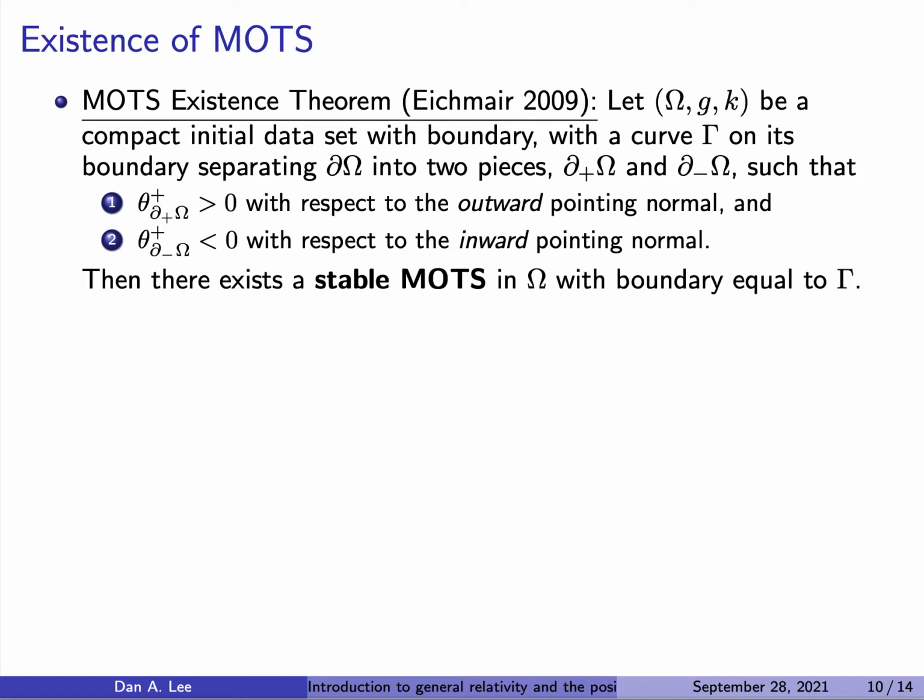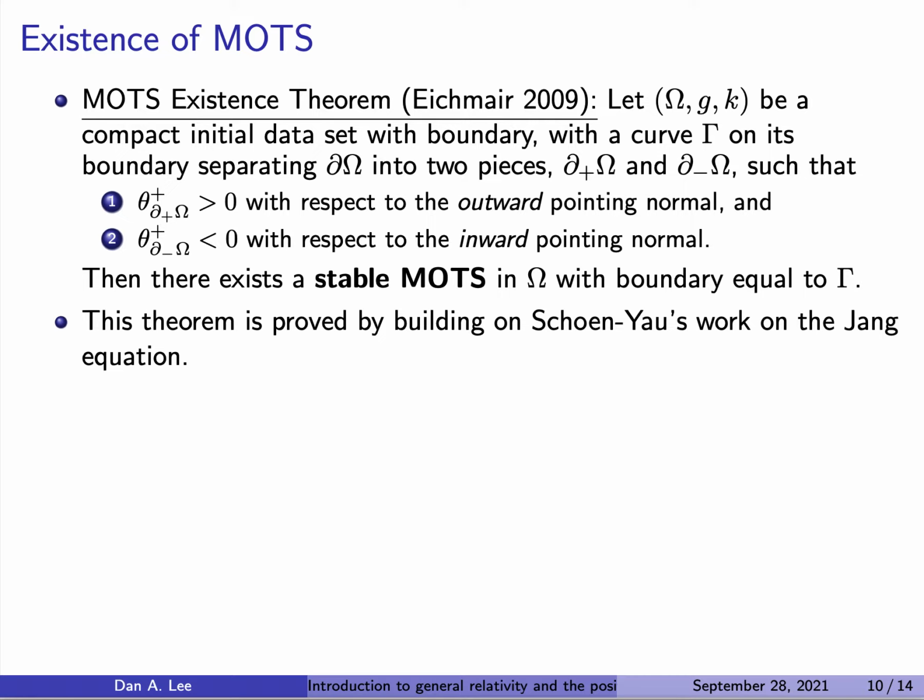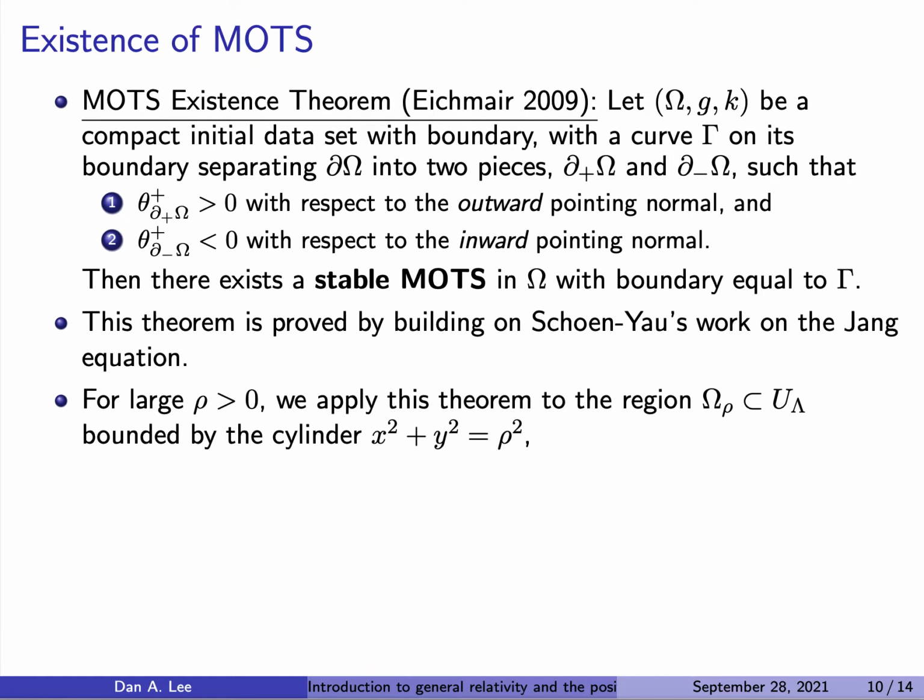The only difference is we can't apply this directly because this is a MOTS existence theorem for a compact initial data set, and the slab that we're talking about, of course, is not compact. So that's why we have to do a little bit more work. So this theorem is proved by building on Shane Yao's work on the Zhang equation. So basically the way Eichmeier constructs these is solves the Zhang equation and then observes that where they blow up, this forces a blow up of the solution along the desired MOTS. But anyway, that's a bit of a digression. So let's talk about how we're going to use this.